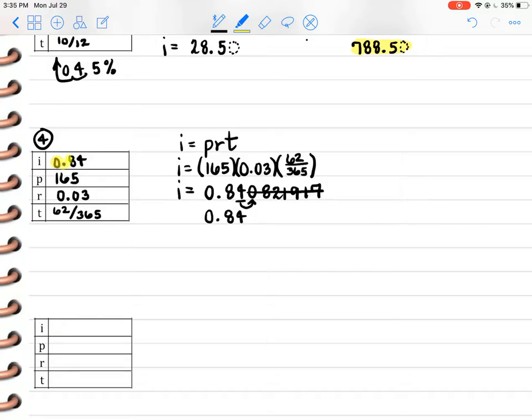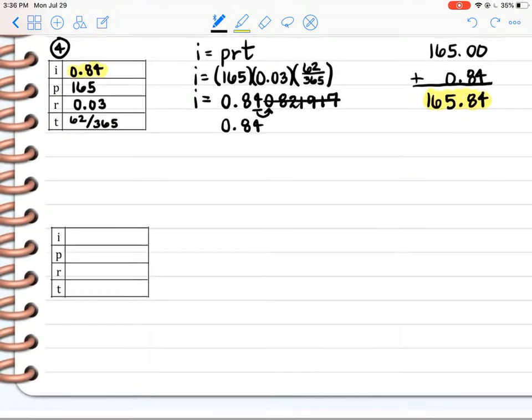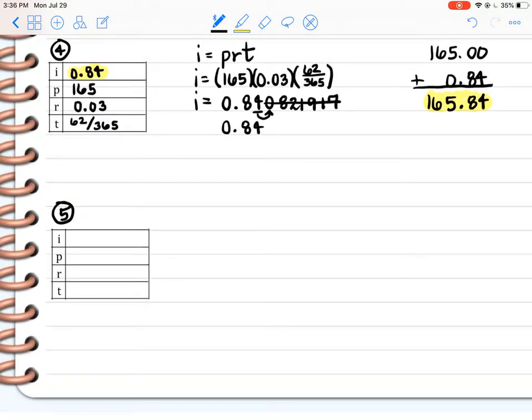Okay, so there's the interest, and we need to add it to the principal. So we've got $165 that we borrowed, and then that 84 cents finance charge is going to get added on there. So you have $165.84 to pay back. That's not a bad deal. If someone loans you that much money for 84 cents finance, not bad. But this rate is very low. Most banks are not going to do that unless it's a long-term, like a mortgage. Okay, I'm getting sidetracked. I could talk about this all day.